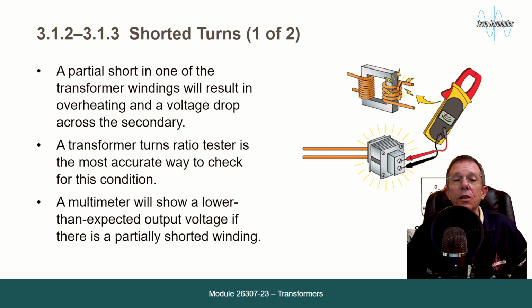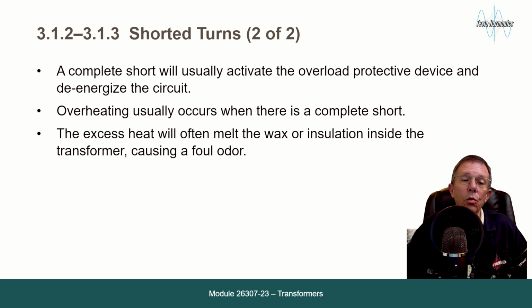A resistance reading of infinity on an ohm meter or a VOM set to the ohm function indicates an open winding. Shorted turns. A partial short in one of the transformer windings will result in overheating and a voltage drop across the secondary. A transformer turns ratio tester is the most accurate way to check for this condition. A multimeter will show a lower than expected output voltage if there is a partially shorted winding. A complete short will usually activate the overload protective device and de-energize the circuit. Overheating usually occurs when there is a complete short. The excess heat will often melt the wax or insulation inside the transformer, causing a foul odor.